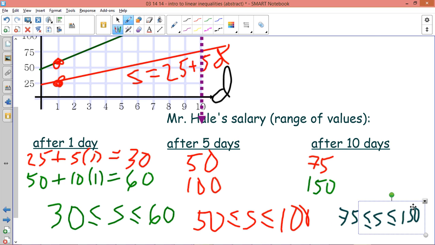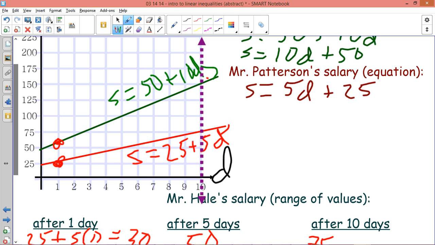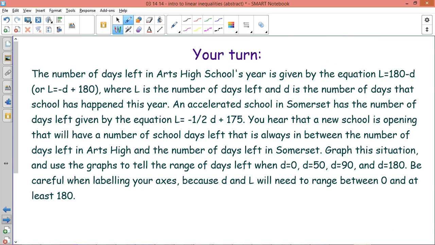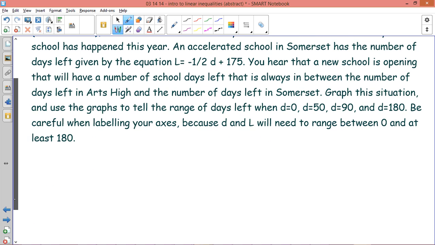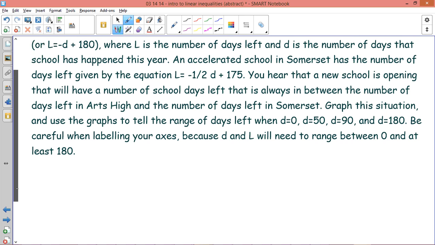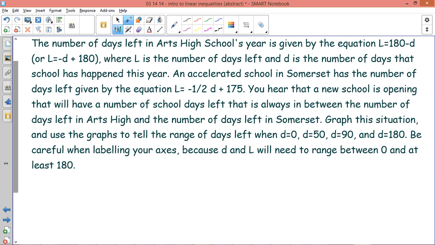And that's it. That's how we can find a range of values from two linear equations that are graphed on the same graph. So what you're going to do, you're going to read this problem, and you are going to try to graph those two equations I give you on this axis on the fourth page, or on the fourth slide, and you're going to try to figure out what's the possible range of days left when D is 0, D is 50, D is 90, and D is 180.